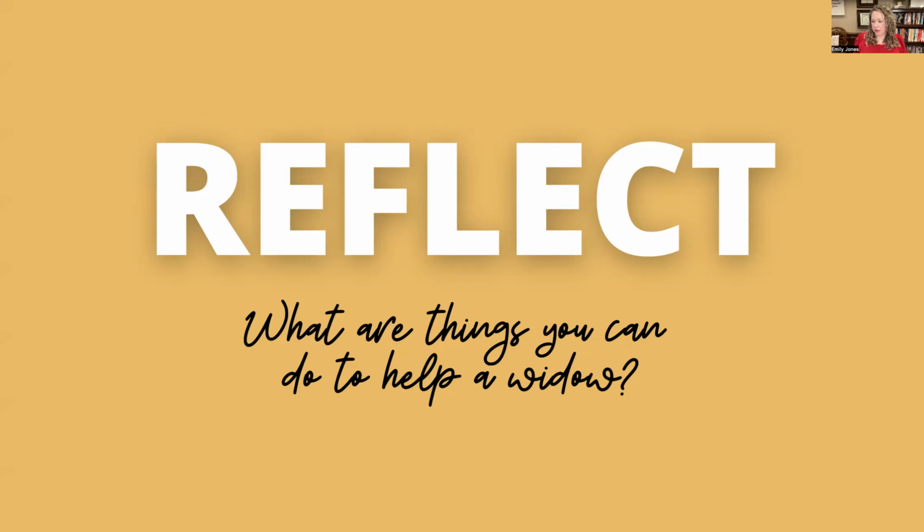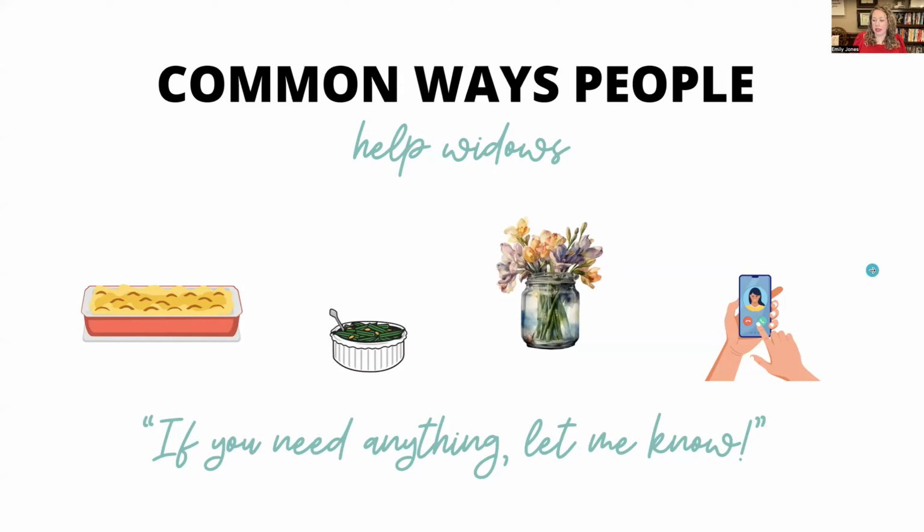Okay, taking them food. Yeah, that's very common. Listening to them. Yeah, that's good. Mow her lawn. Yes, very good. Yeah, good. Good ideas. All right. So, common ways. Oh, I love this. Allow them the freedom to be themselves. Yes. Take her to dinner. I love it. I love it. Okay. Common ways that people tend to help widows.